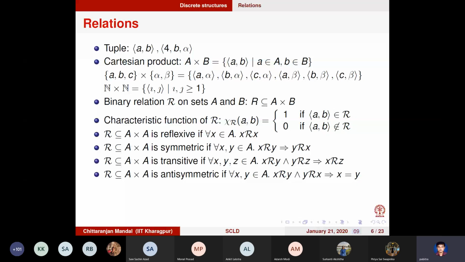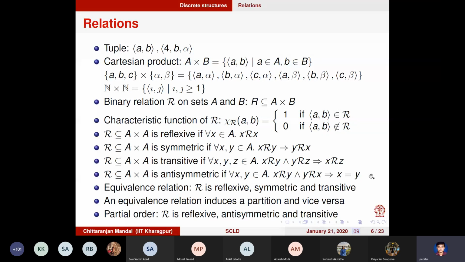There is one more relation we'll later talk about. It's called an asymmetric relation. That means for all x, y, if x is related to y, then definitely y cannot be related to x. You rule out y being related to x. In the anti-symmetric relation, you don't really rule it out; you say that it means x is equal to y.